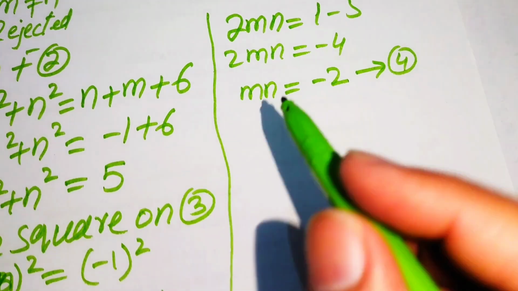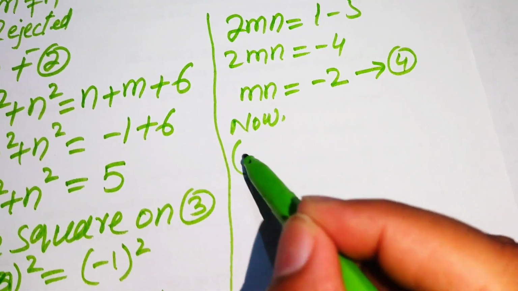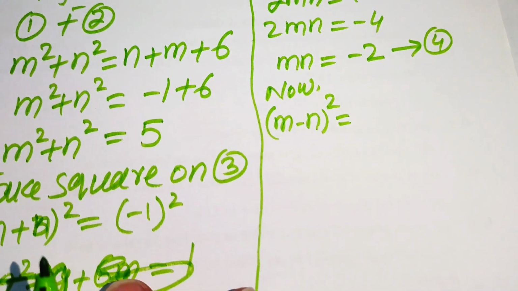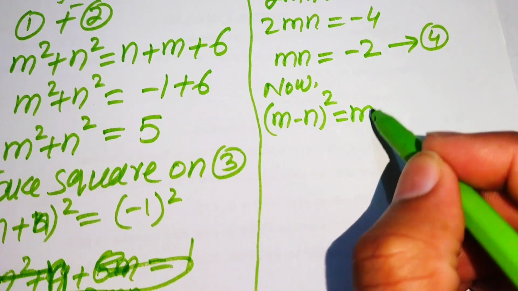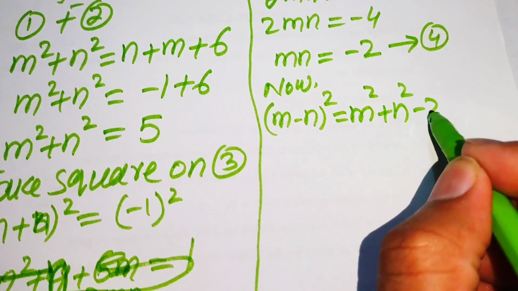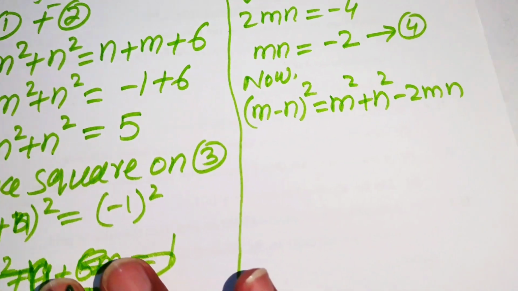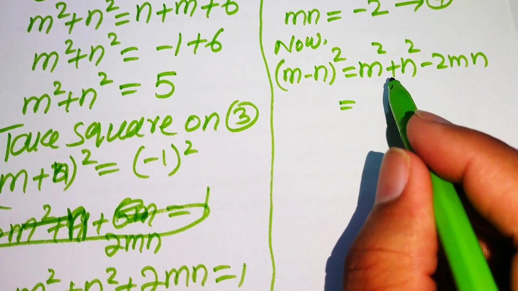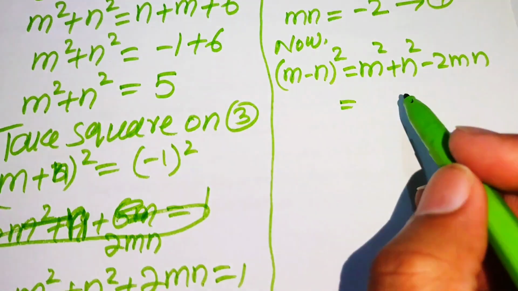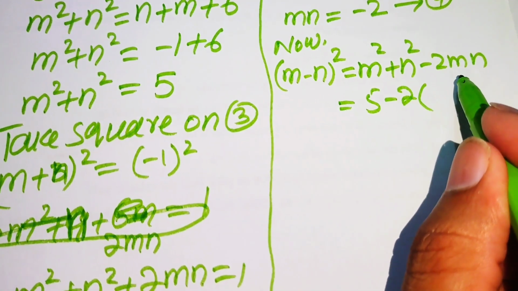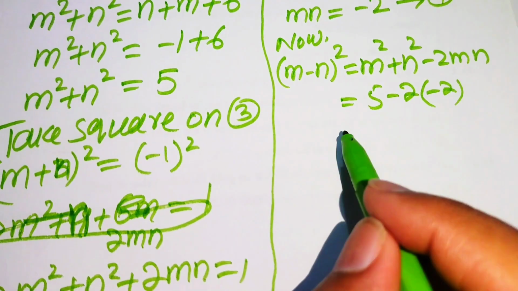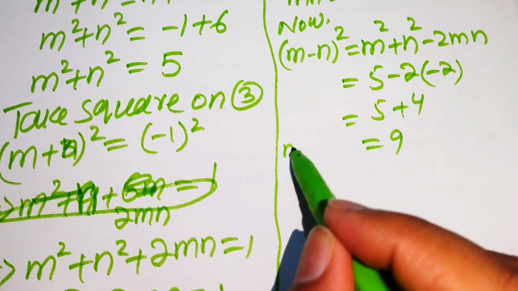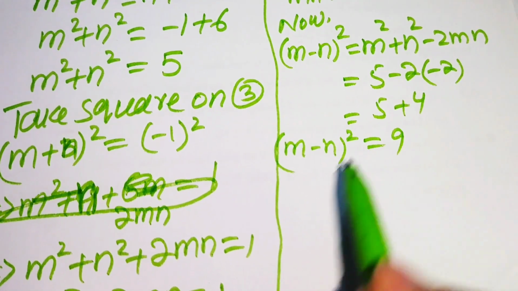And now in the next step, we take the square of (m minus n) whole square. So we know that the square of (m minus n) equals m square plus n square minus 2 times mn, and we know that the value of m square plus n square is written here, it is 5 minus 2 times, if the value of mn is minus 2, and we obtain here 5 plus 4 is 9. So this is the value of (m minus n) whole square.